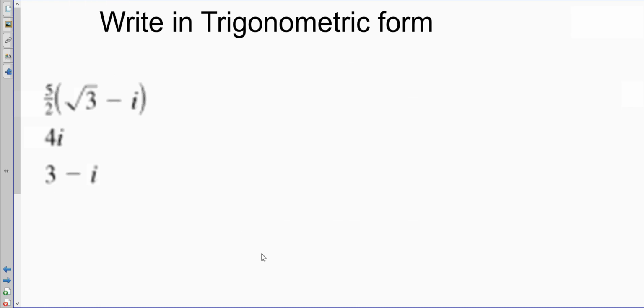And welcome back. What we're going to do is write some complex numbers into trigonometric form. We have three different examples right here that we're going to go through. So we'll start with example number uno. All right, so this is number one.